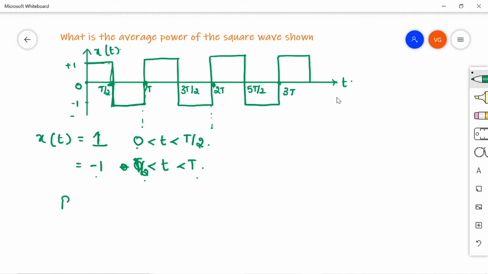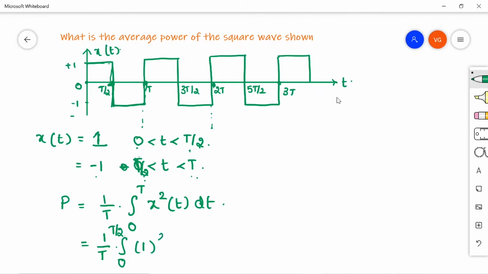The average power of the signal is given as 1 by T integral 0 to T x square t dt, right? So this can be written now. This integral can be split into two parts, that is 0 to T by 2 and T by 2 to T. So the same thing I am writing, 0 to T by 2, you have an amplitude of 1 square dt plus T by 2 to T, you have an amplitude of minus 1 whole square dt.